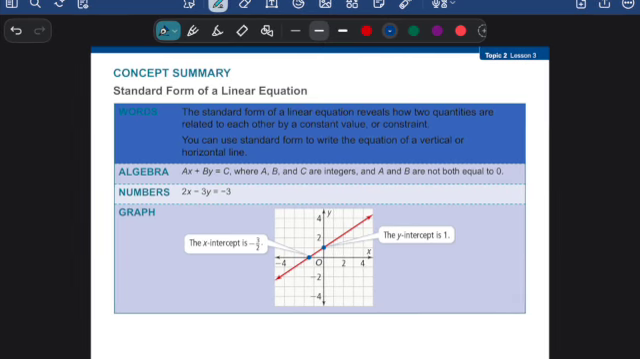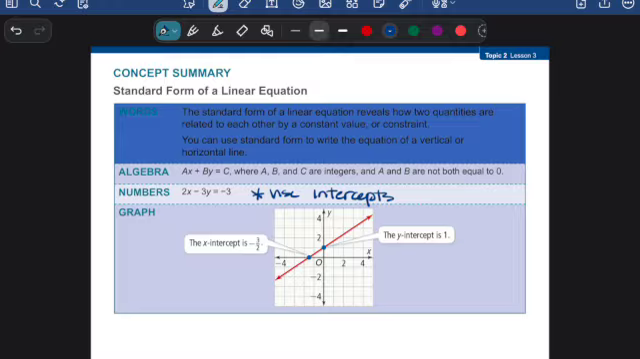Here's the concept summary for standard form. So remember, standard form, ax plus by equals c. Both y variables and x variables are on the left and the constant is on the right. Okay. And we can rearrange it into slope-intercept form. We can find the y-intercept, but when we have it in standard form, we're going to use the x-intercepts and the y-intercepts. Just substitute 0 for x and solve. Substitute 0 for y and solve. You have your 2 points to graph.